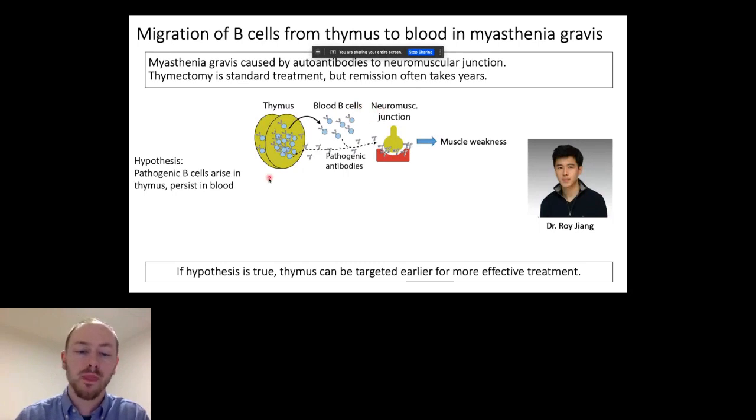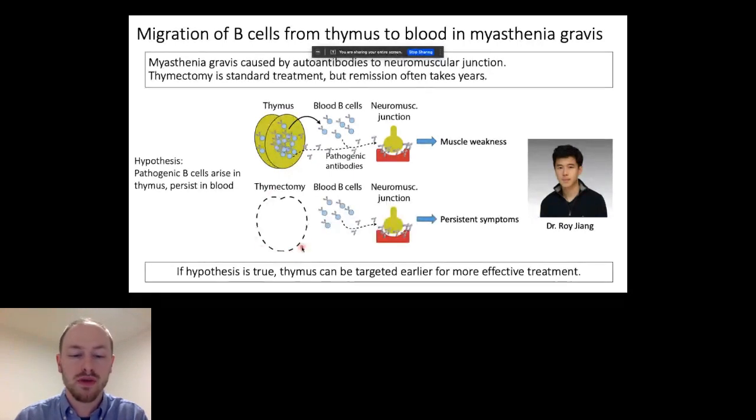And one model for why this happens is that while B cells may mature in the thymus, some of them can escape into the blood, such that when we remove the thymus, we remove the source of these pathogenic B cells. However, some of them, which escaped from the thymus, can remain in the periphery for a long time and continue to cause symptoms.